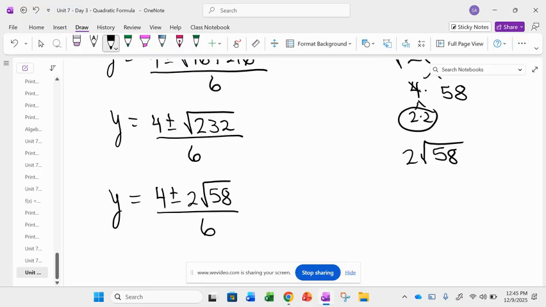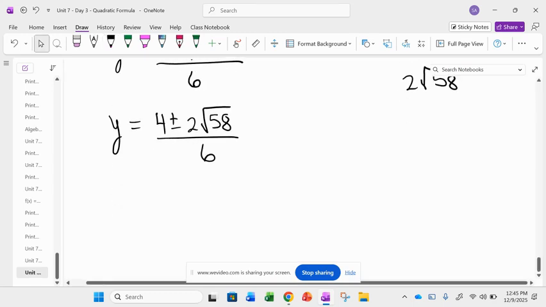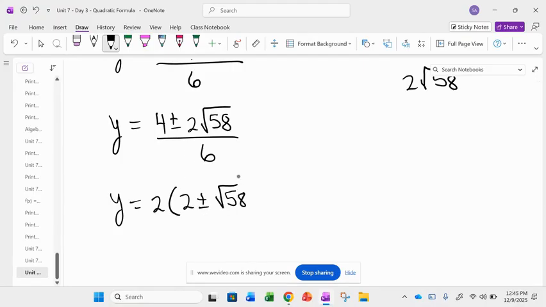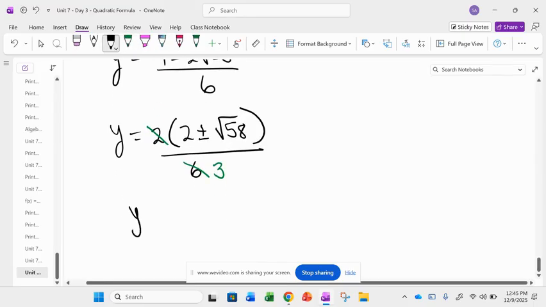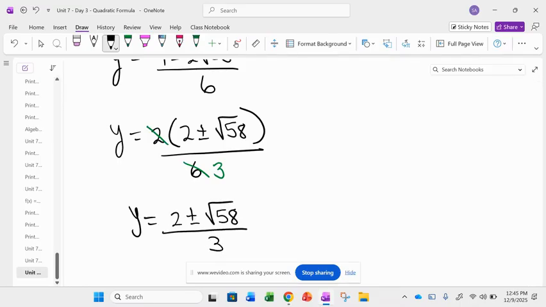How come this is not my final answer after all this hard work? Stephen? Yeah, I can pull out a GCF of 2. So I'm going to do that. Pull out a GCF of 2. I get 2 plus or minus the root of 58 all over 6. And then 2 goes into 6 3 times. So we have y is equal to 2 plus or minus the root of 58 all over 3.